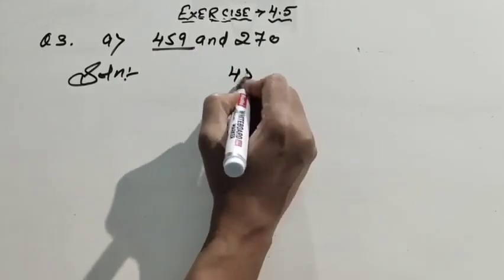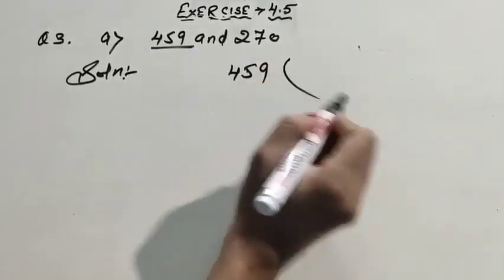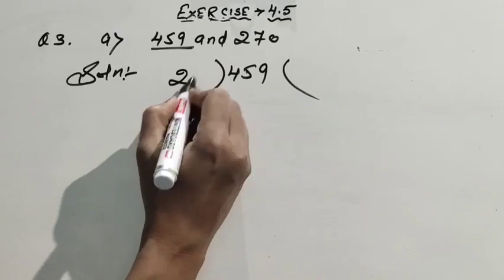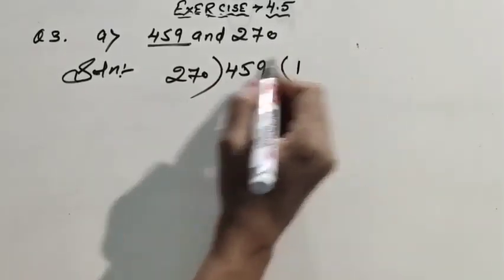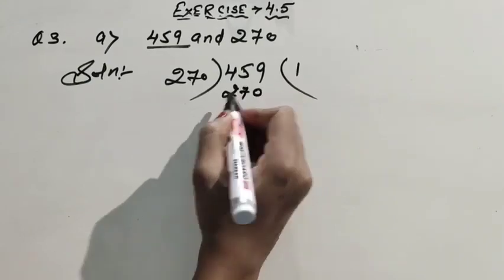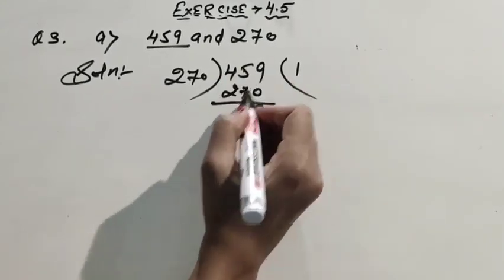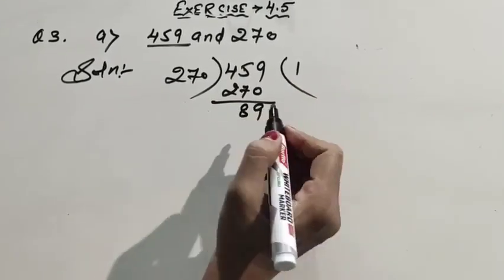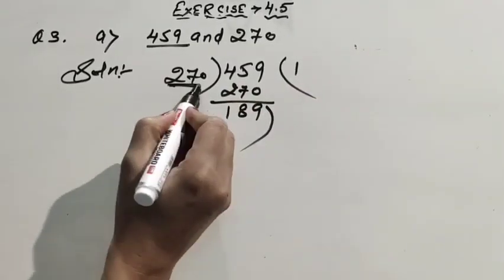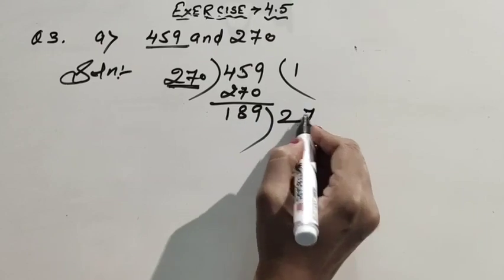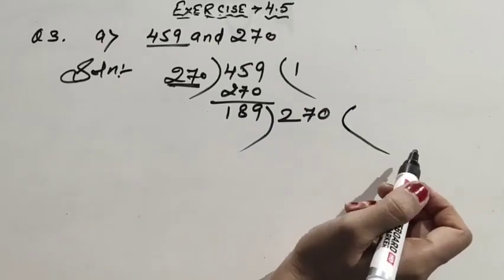So we will write here. Now divide with the smallest one, 270. 1 time we can divide. 459 minus 270 is 189. You will write the remainder here. This is the division method.